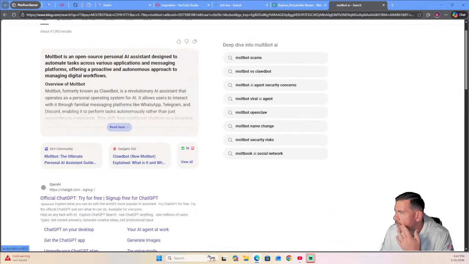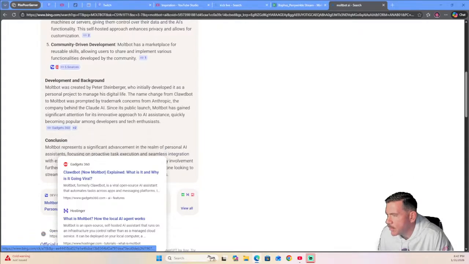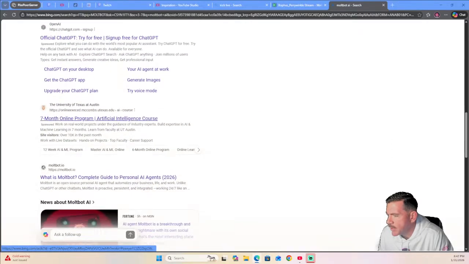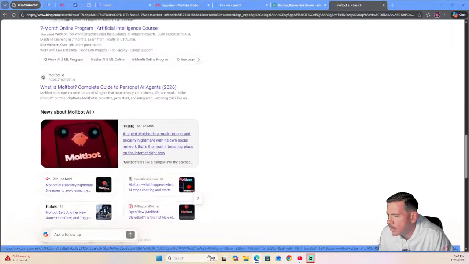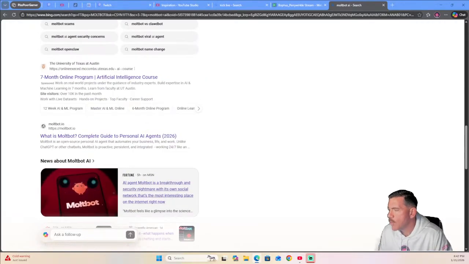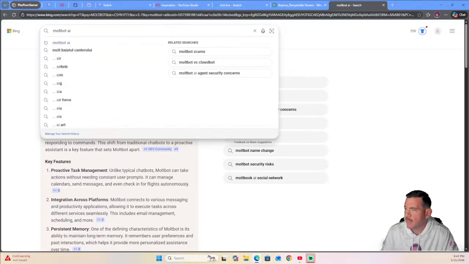Where do we find it? No, we want to see it. We want to see it talking to each other. We want to see what it's doing. So let's see if we can find it real quick. MOLTBOT here. We need to find the website. Let's find MOLTBOT, like the website.